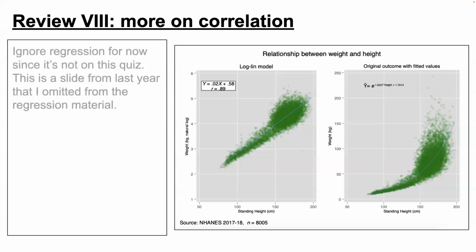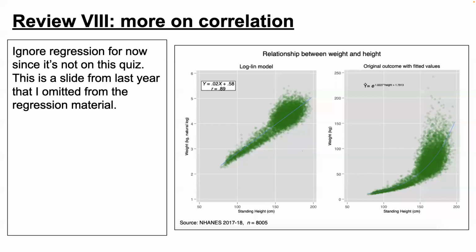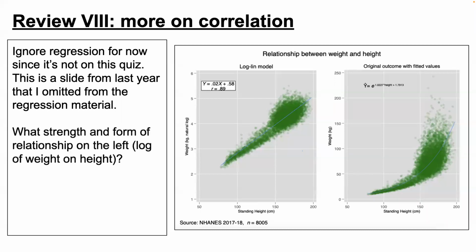Okay, so a little bit more about correlation. Ignore the regression component. This is a slide from last year's lecture on regression that I opted to omit. So I wanted to ask about this here, though. So what strength and form of the relationship on the left do you see? And then what about the one on the right? So this will be our last review question. How do these things relate?